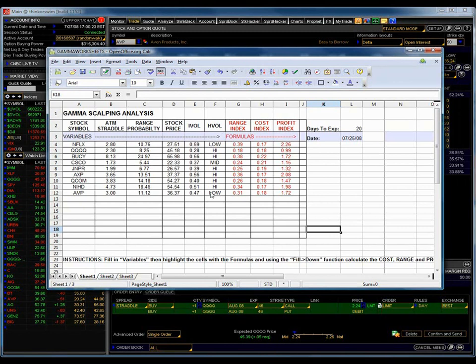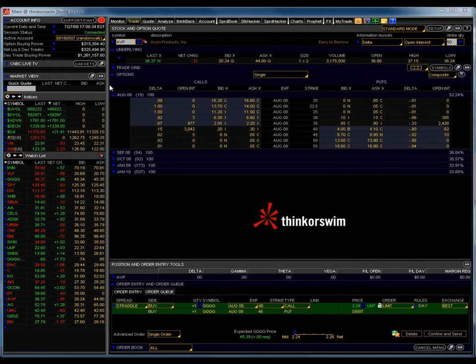Now, the historical volatility is not a numerical entry, but it is a judgment entry, and it's probably the only judgment entry that you're going to have. Let's take a look at another issue so we can get an idea of whether or not it's going to be a good candidate for our position. And we're going to talk a little bit more about the gamma scalping analysis that we're going to be using.